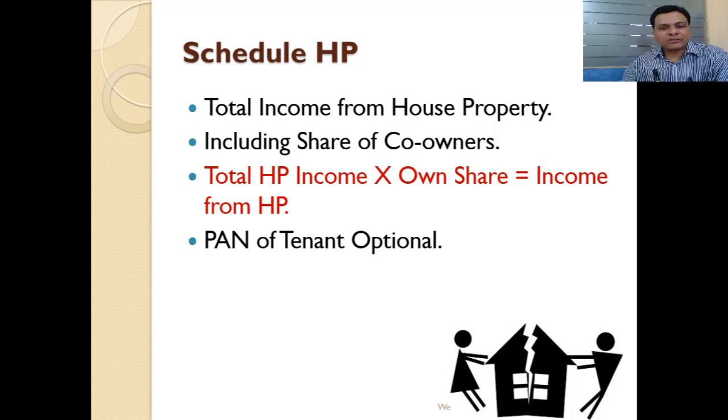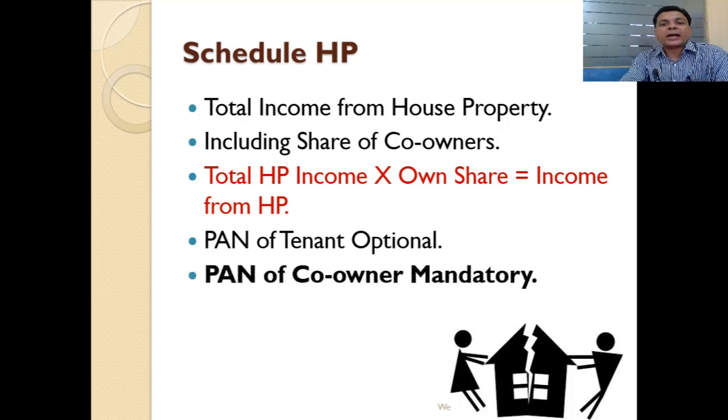Then PAN of tenant, if the property is given on rent, that is optional till now. PAN of any other person needs to be given. Yes. PAN of co-owner, if any, is now mandatory. Now 2 or more owners are there of a property.